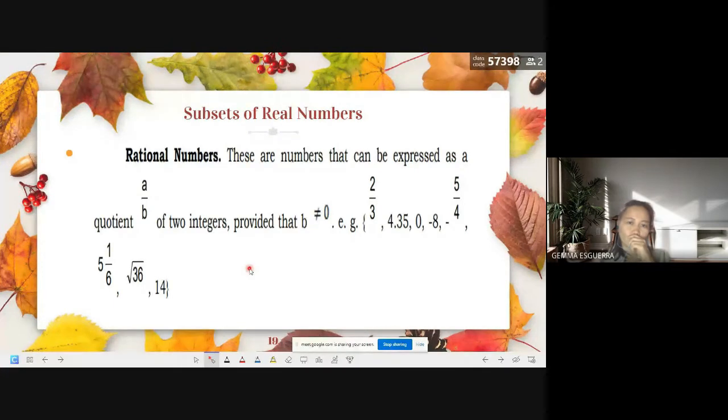Next. Rational numbers, these are the numbers that can be expressed as a quotient a over b of two integers provided that b does not equal 0. It's about 2/3, 4.35, 0, -8, -5/4, 5 and 1/6, square root of 36 and 14.